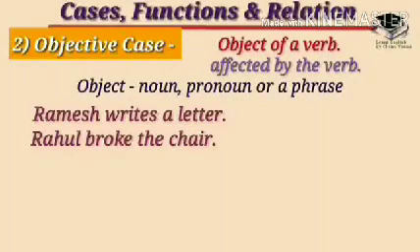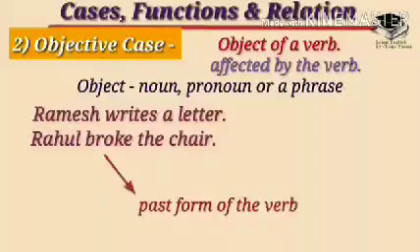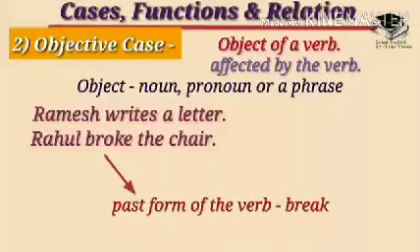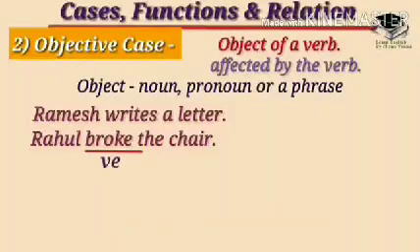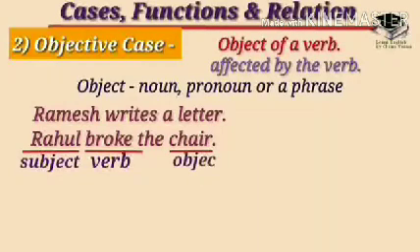Another example, Rahul broke the chair. And what is broke? Broke is the second form, that means the first form of this verb is break. So broke is the verb, Rahul is the subject, and chair is the object. Understood?